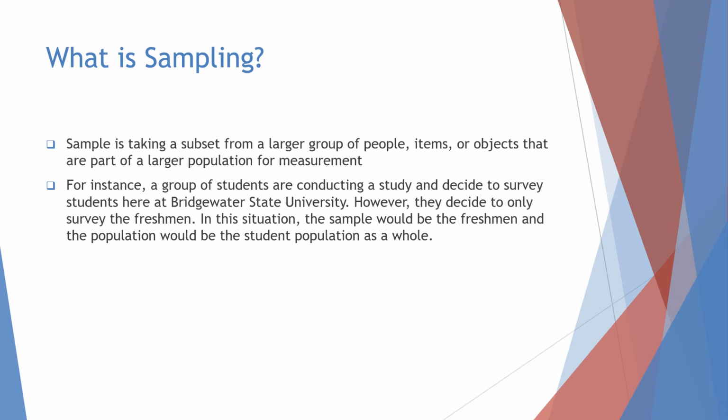What is sampling? A sample is taking a subset from a larger group of people, items, or objects that are part of a larger population and used for measurement. For instance, a group of students are conducting a study and decide to survey students here at Bridgewater State. However, they decide to only survey the freshmen. In this situation, the sample would be the freshmen and the population would be the student population as a whole.